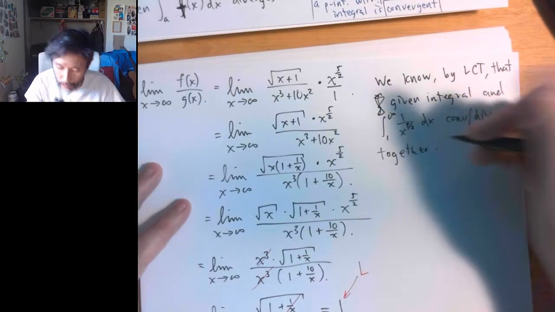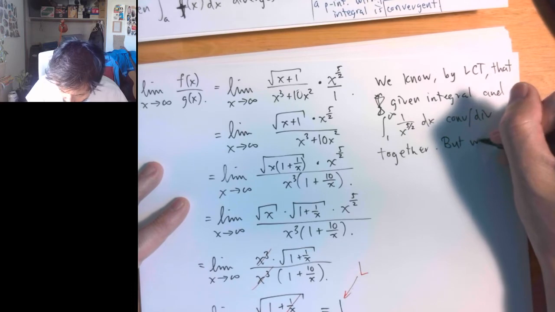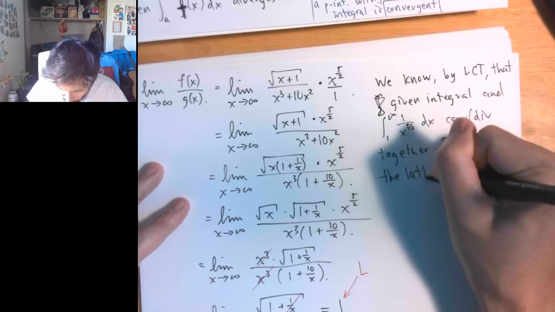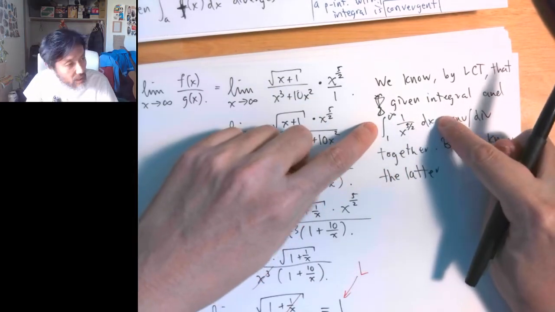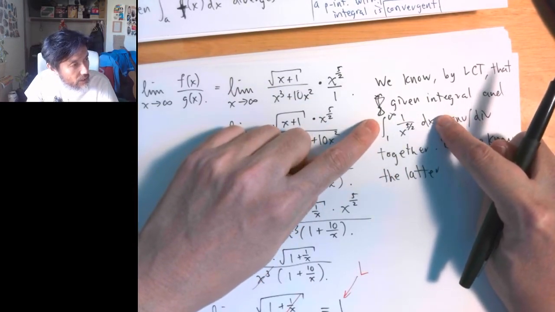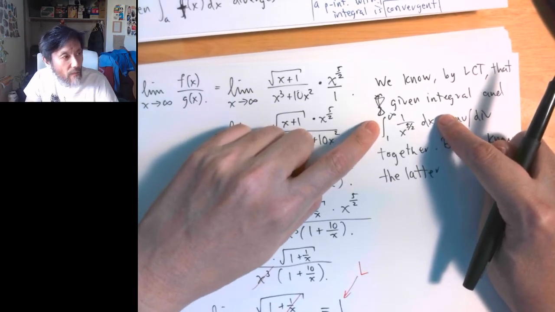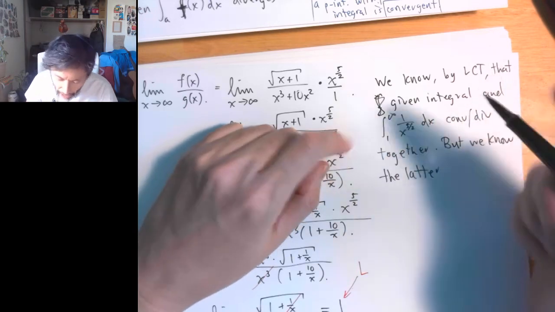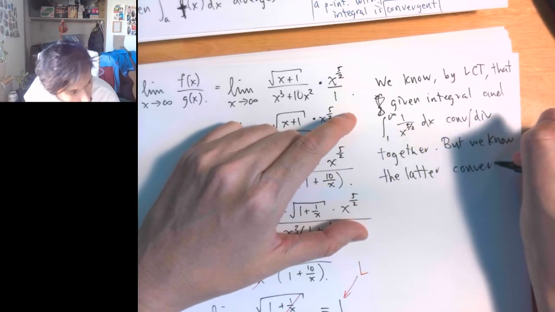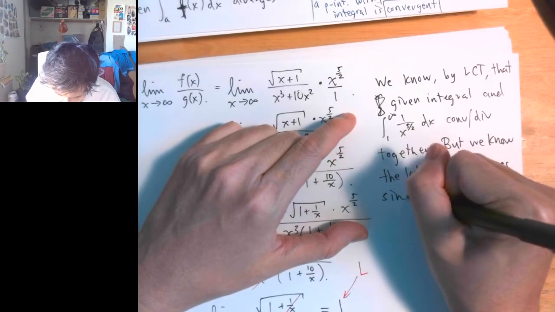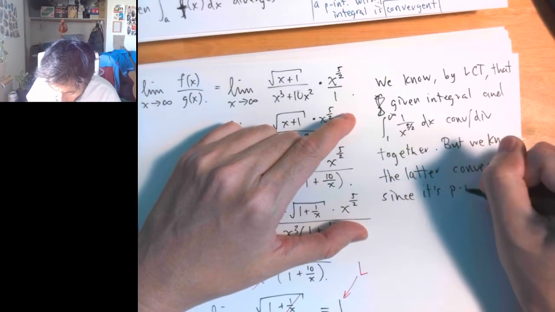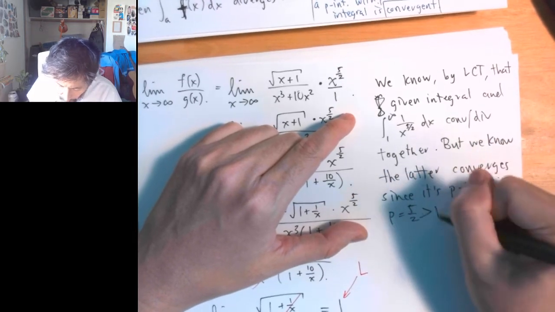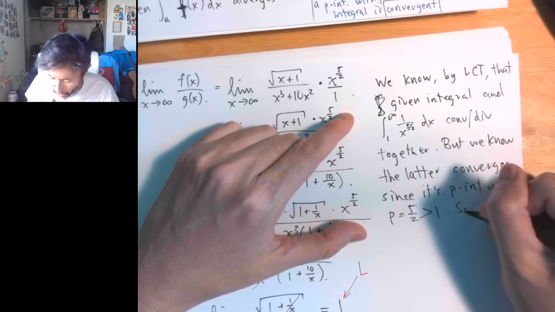But what do I know? We know that the latter, by the latter I mean this integral, does it converge or does it diverge? That's right. Very good. It converges. It converges because it is a p integral with p equal to 5/2, which is bigger than 1. So the given integral converges.